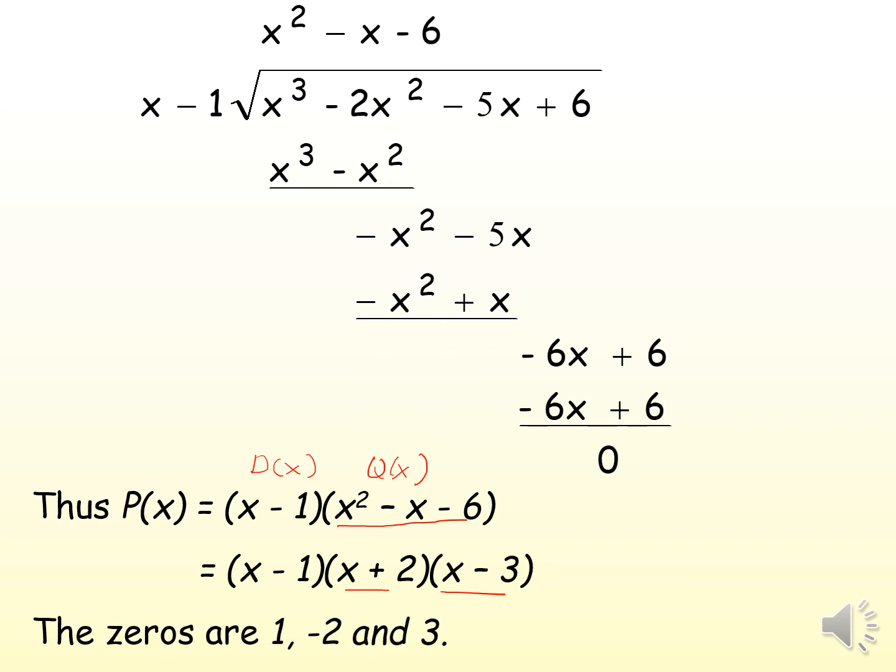So the zeros are: x minus 1 equals 0, so x equals 1. x plus 2 equals 0, so x equals negative 2. x minus 3 equals 0, so x equals 3. So the zeros of this polynomial are 1, negative 2, and 3.